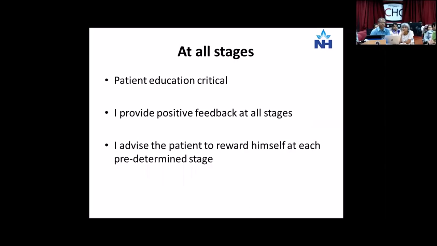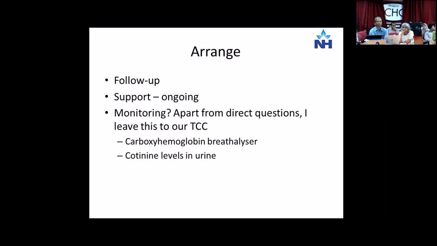So at all stages, I emphasize that patient education is critical, and I spend a lot of time with patients. I provide positive feedback at all stages, and I advise the patient to reward himself at each predetermined stage, because quitting is not easy. And unless we can give positive feedback to the patient, he's not going to feel encouraged to quit. So that is a very, very essential part of the cessation effort.